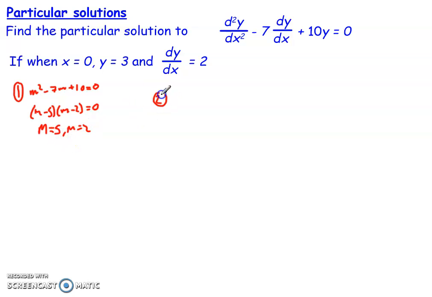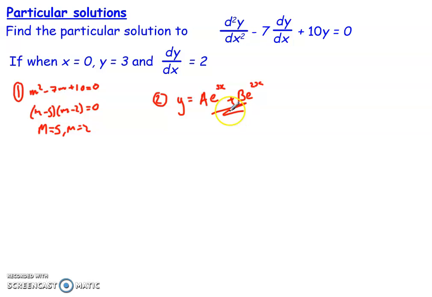Substitute them in, and I get y equals a e to the 5x plus b e to the 2x. So there you go, I've got my general solution. This is always the first step. We want that general solution before we do anything else in order to find the particular solution.